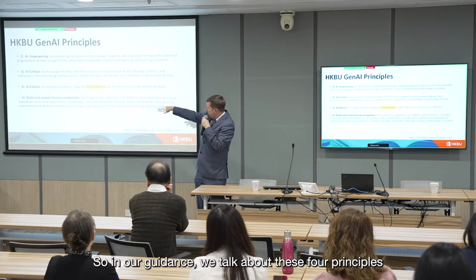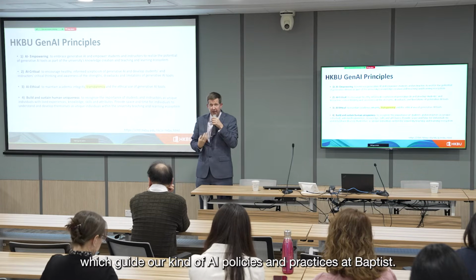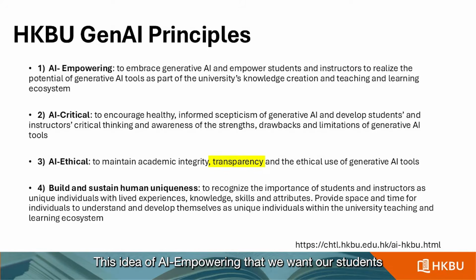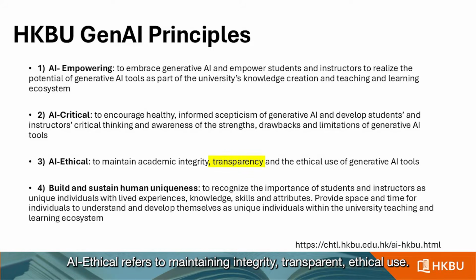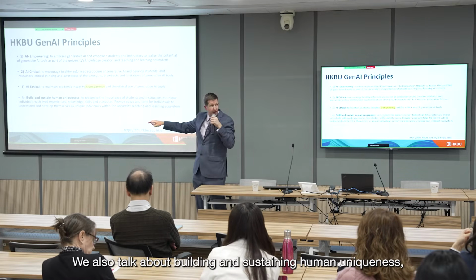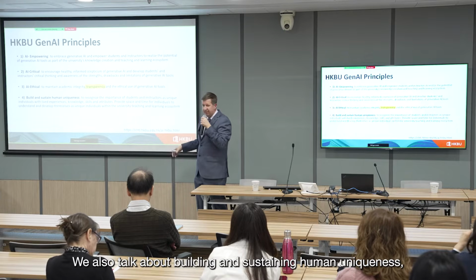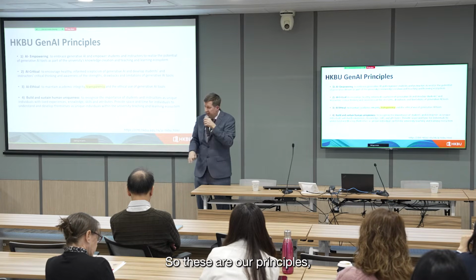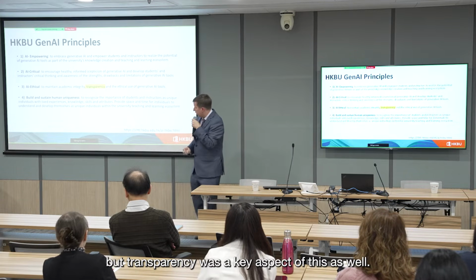So in our guidance, we talk about these 4 principles which guide our AI policies and practices at Baptist. This idea of AI empowering, that we want our students to be able to use these tools effectively and capably in their knowledge creation and teaching and learning. AI critical, that they have healthy skepticism of generative AI tools and understand the strengths and drawbacks. And AI ethical, maintaining integrity, transparent ethical use. And then what Nick mentioned about people-centric, we also talk about building and sustaining human uniqueness. So this idea that we are central to this. So these are our principles. But transparency was a key aspect of this as well.